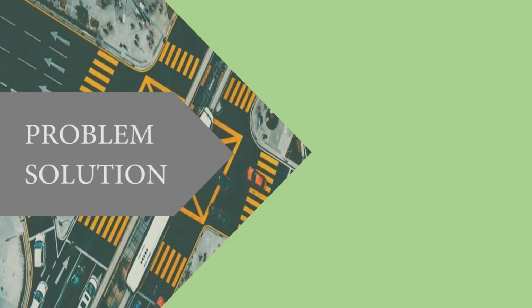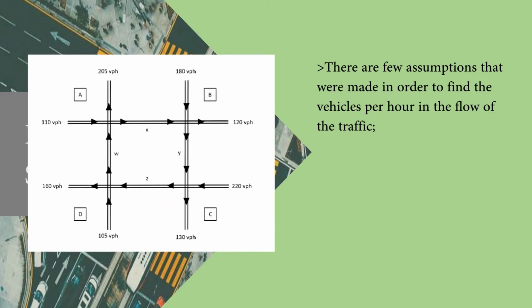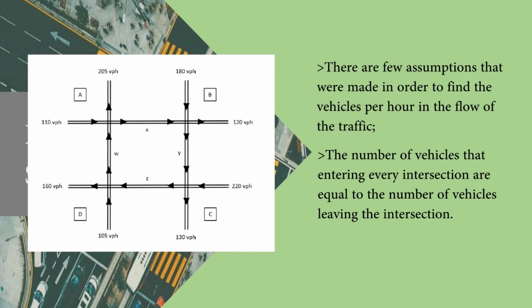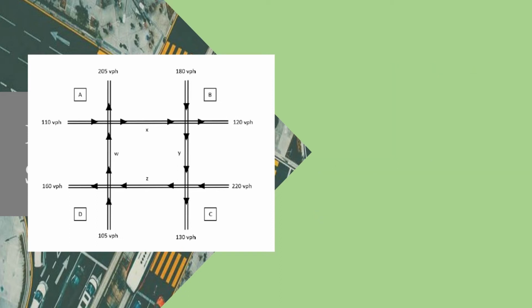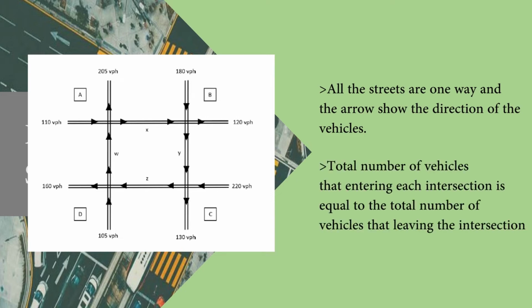So now we will start with the problem solution. For the problem solution, there are a few assumptions that were made in order to find the vehicles per hour in the flow of the traffic. The first assumption is the number of vehicles entering every intersection is equal to the number of vehicles leaving the intersection. The second is that all the streets are one way and the arrows show the direction of the vehicles. The third assumption is the total number of vehicles entering each intersection is equal to the number of vehicles leaving the intersection.